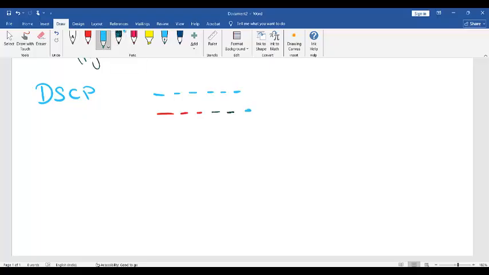I'm giving this 3 different colors. There is a reason behind it. We'll come to know in a few minutes. So the 6 bits are there. Now you can have up to 64 different combinations, 64 different markings, not just 0 to 5 like you saw in TOS and COS.